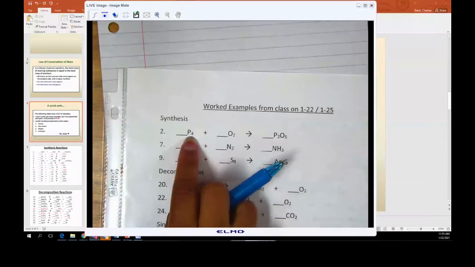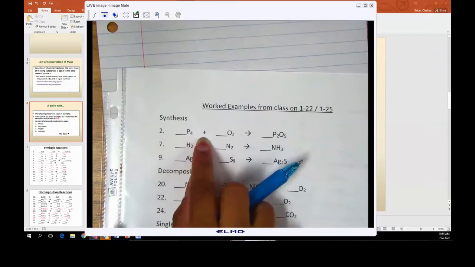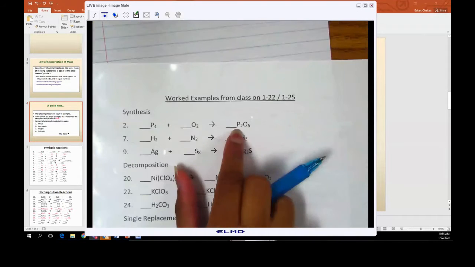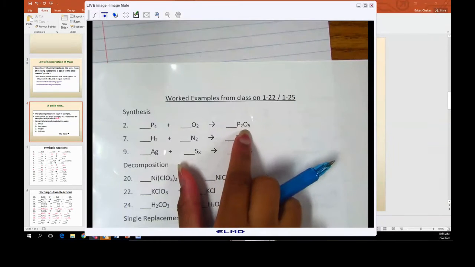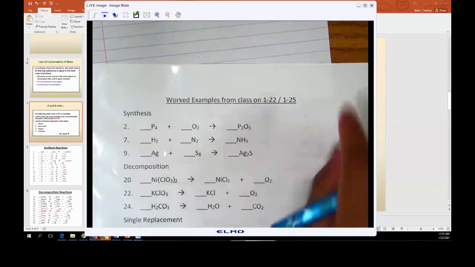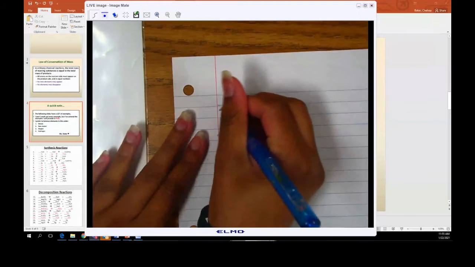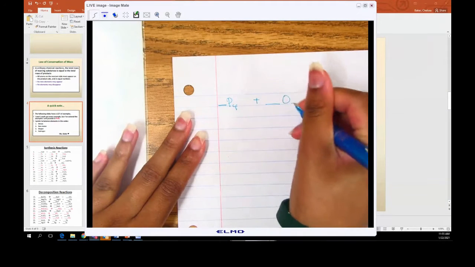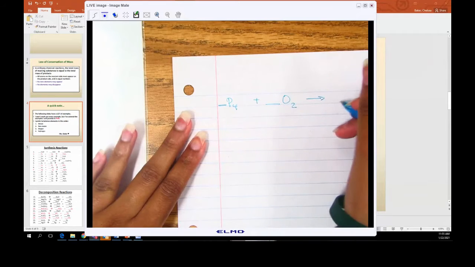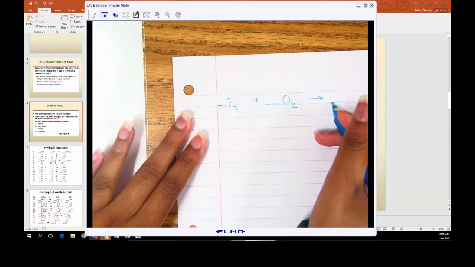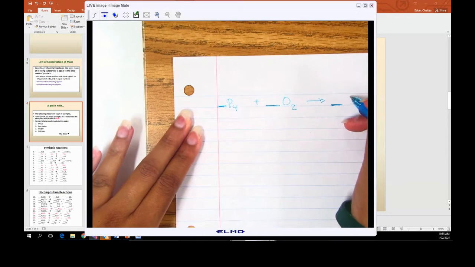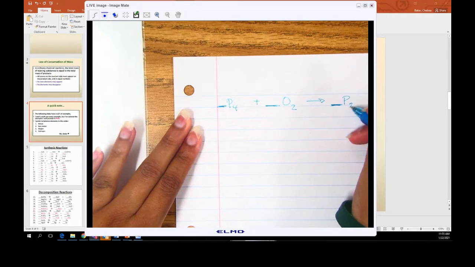But the top, this P subscript 4 plus oxygen subscript 2 yields, and this is diphosphorus pentoxide. Yes, diphosphorus pentoxide. So notice that I'm leaving a little space. So I put a little line, a little blank for my coefficients to go in front of each of my compounds.